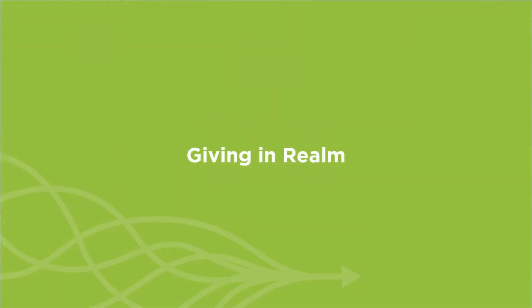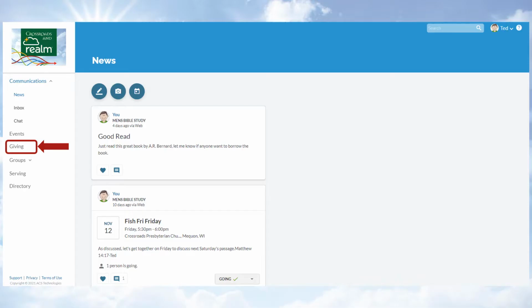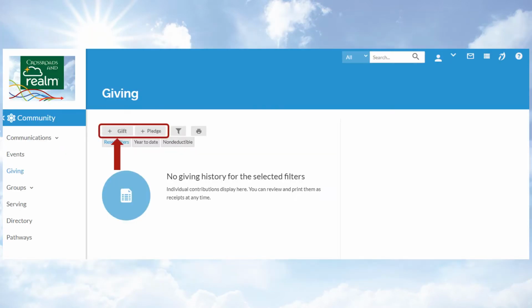In this video, we'll go over how to set up your gift giving and pledging within MyRealm. So let's get started. When you first log in, you'll likely start here in your newsfeed. So to get to the giving area, we click on it in the left navigation menu. Here, we'll see a screen similar to this where we can choose to give a gift or make a pledge.